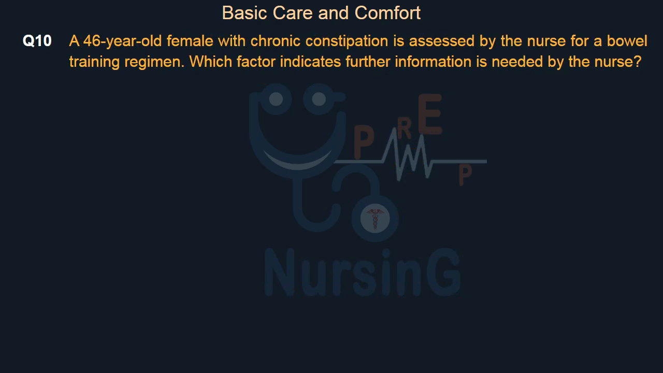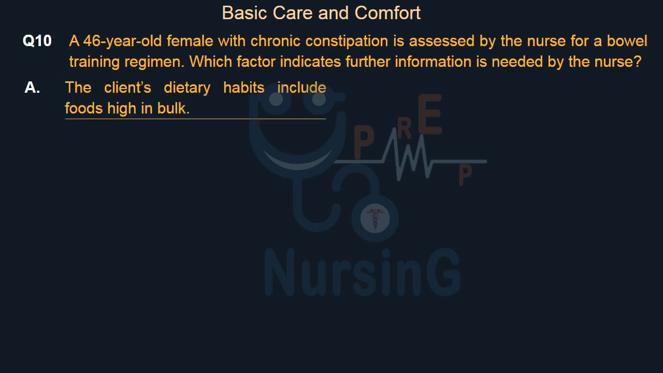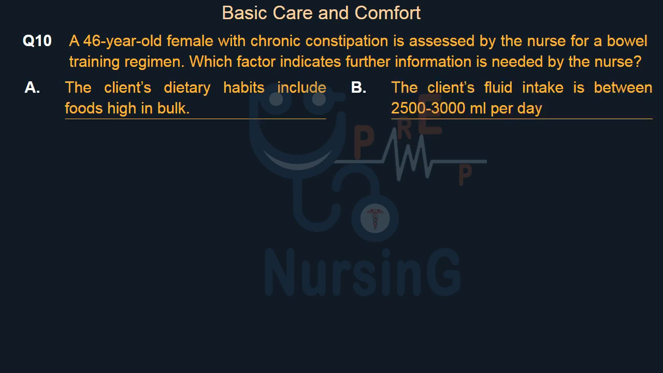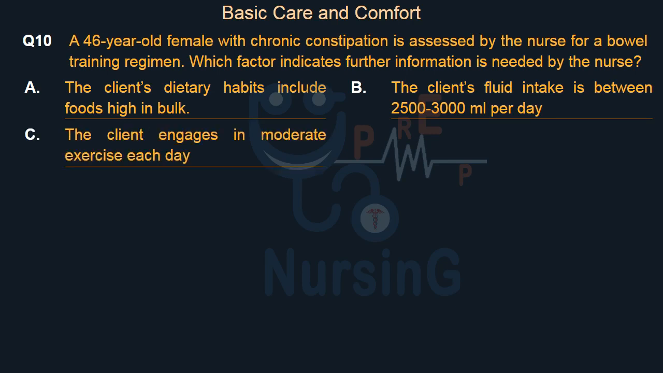A 46-year-old female with chronic constipation is assessed by the nurse for a bowel training regimen. Which factor indicates further information is needed by the nurse? Option A. The client's dietary habits include foods high in bulk. Option B. The client's fluid intake is between 2,500 to 3,000 milliliters per day. Option C. The client engages in moderate exercise each day.